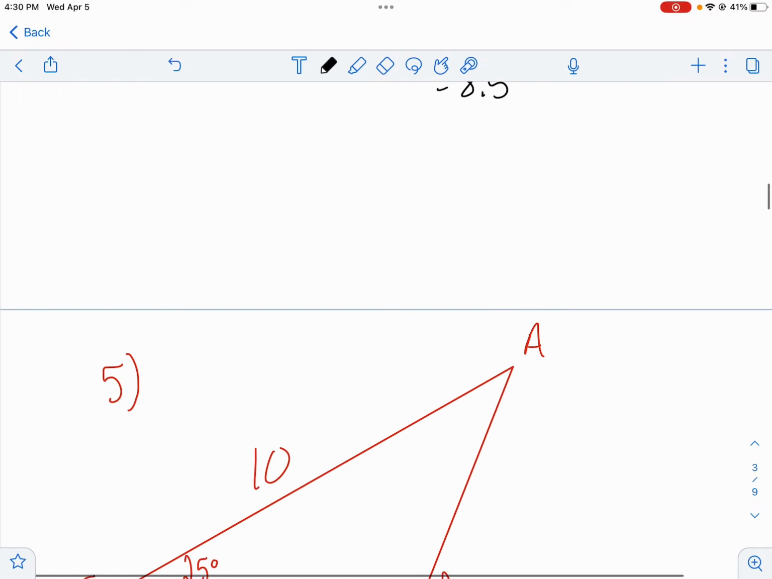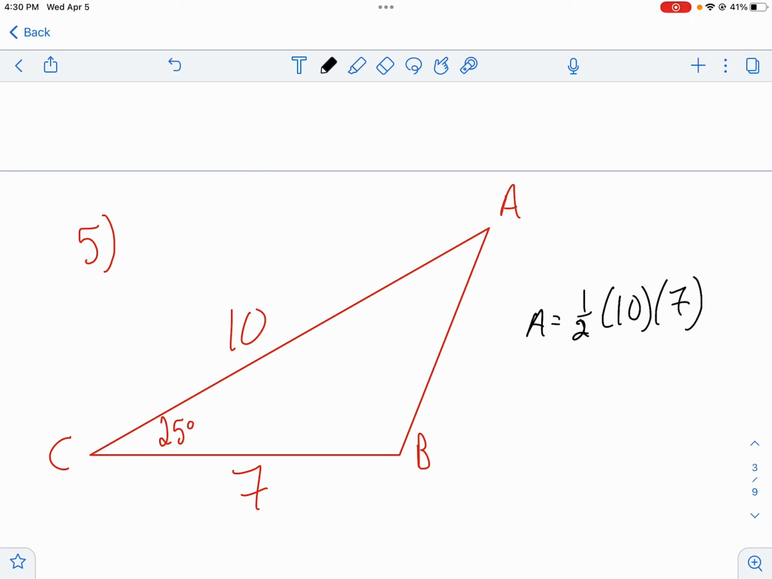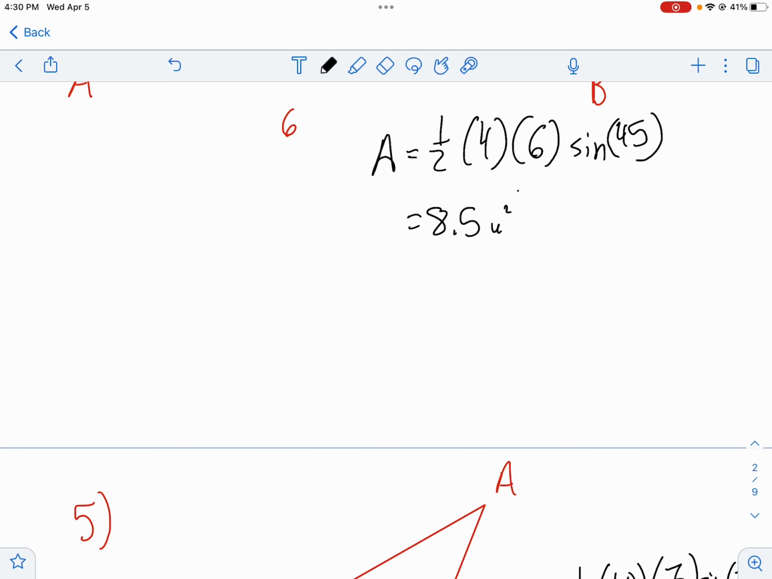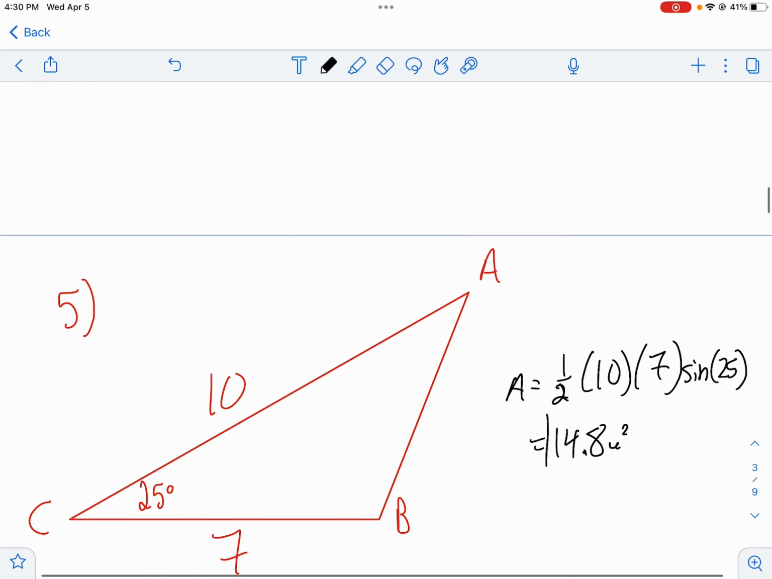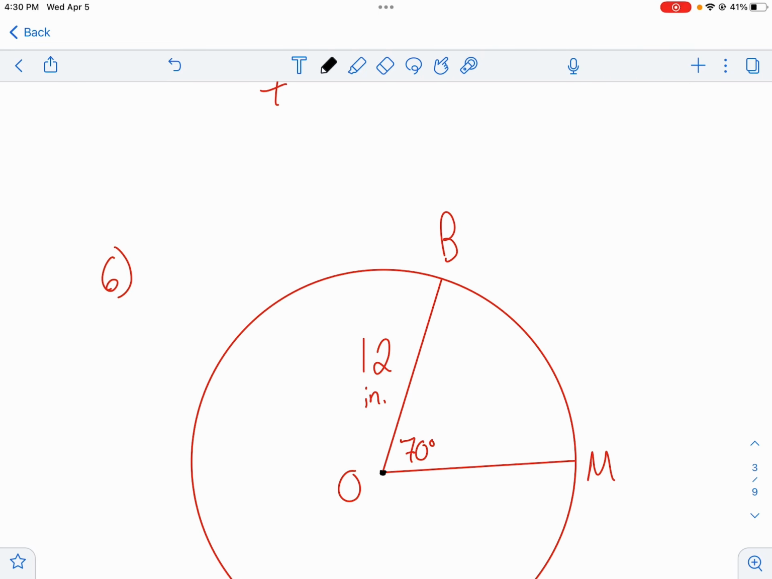All right, number 5, same thing, A equals 1/2 each of the sides, and then their included angle. So 70 divided by 2 is 35 here for n sine of 25. So 35 sine 25 is 14.8. Again, units squared. Number 6, I believe we need to find the area of the sector.